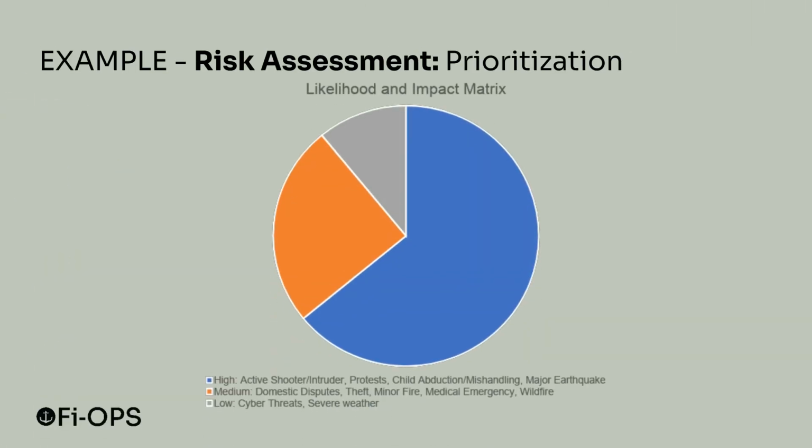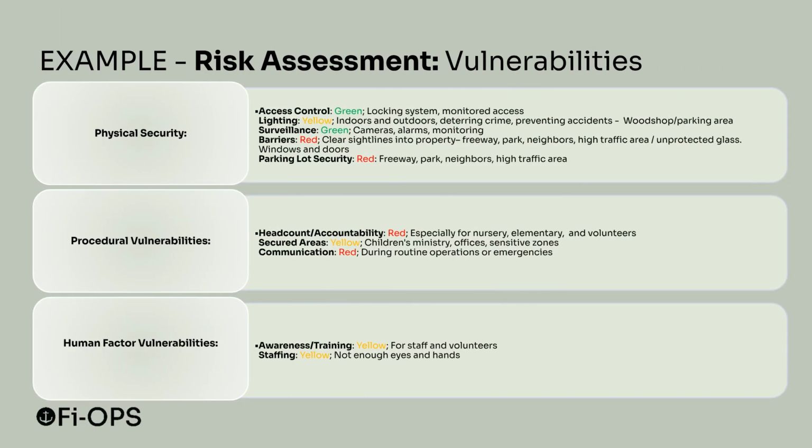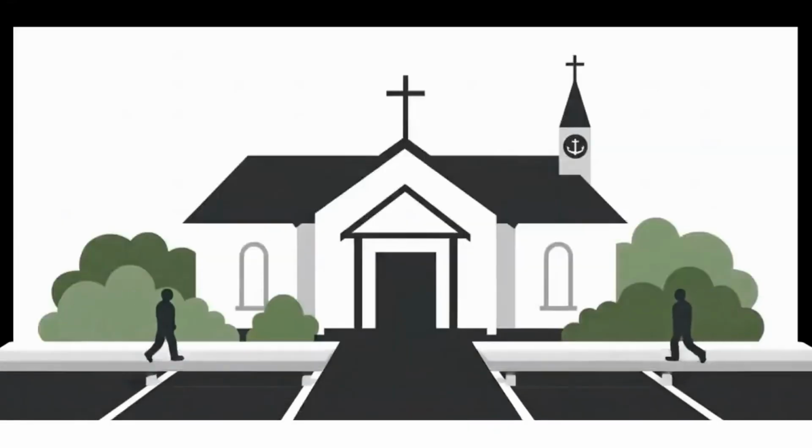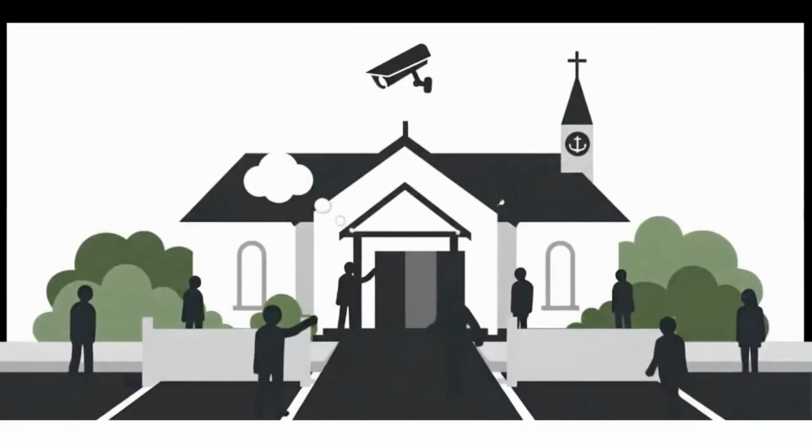Risk prioritization requires balancing likelihood and impact. High-priority risks, such as an active shooter or child abduction, require the most immediate and thorough planning and resources. Vulnerabilities occur in three main areas: physical security, procedural vulnerabilities, and human factors. Critical areas include barriers, parking lot security, headcount accountability, internal communication, and staffing.